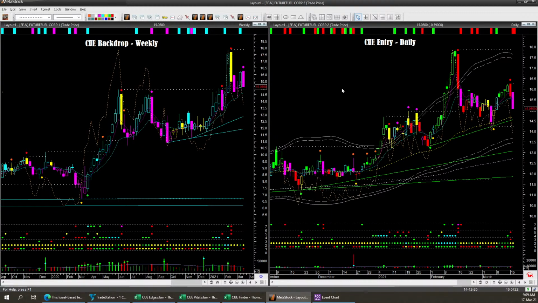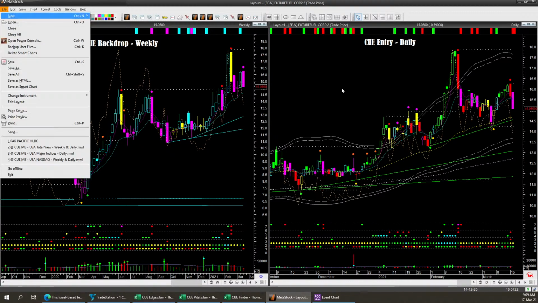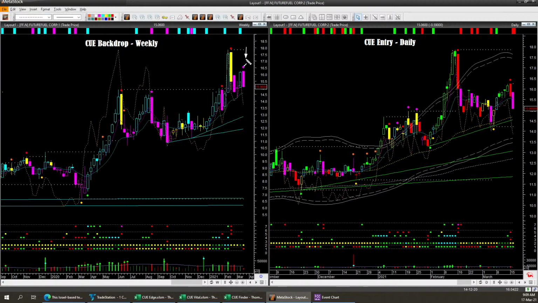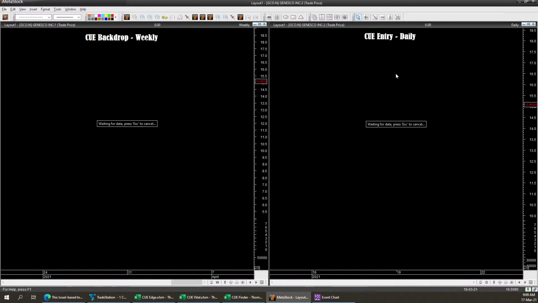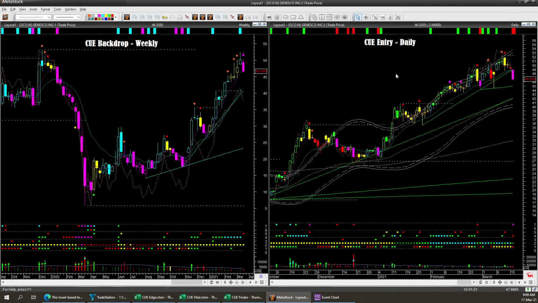Future fuel, FF. Again, bearish headwind in weekly, bearish flow in daily. Reason for caution, but there is a trend line support. We don't have a short setup now. Cautionary, but no short setup. Next, GCO.